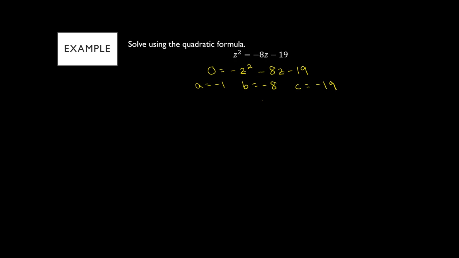So what I recommend doing is you always write down the quadratic formula just to help you remember it. So it's x equals -b plus or minus the square root of b squared minus 4ac all over 2a. If you write it every single time you use it, that helps you memorize the formula.